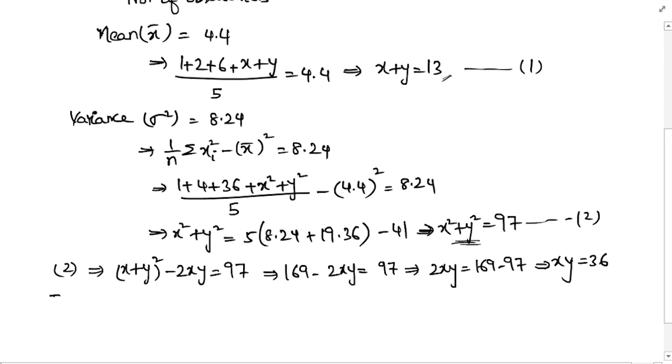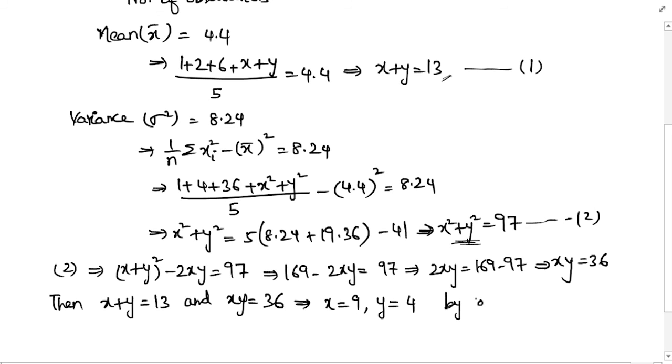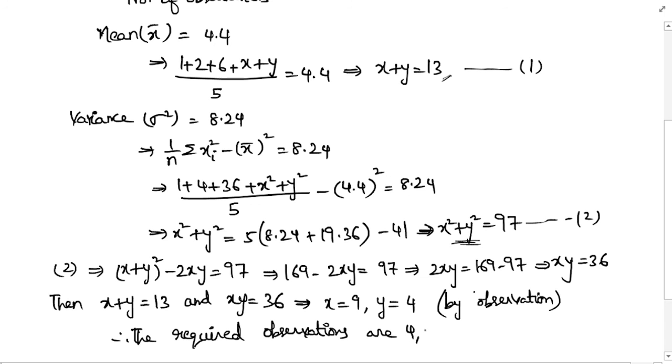Okay, then x plus y is equal to 13 and xy is equal to 36 we have. So from that we can find x and y, right? So that implies x is equal to 9 and y is equal to 4. Okay, this is by just observation. So therefore the required observations are 4 and 9.